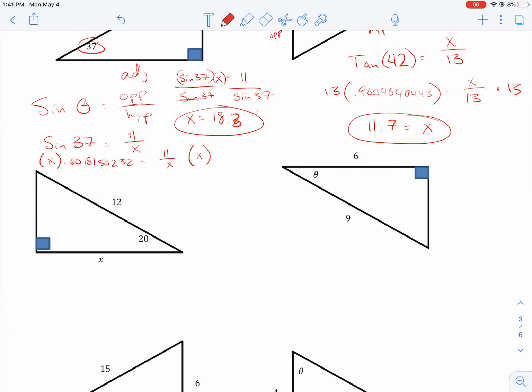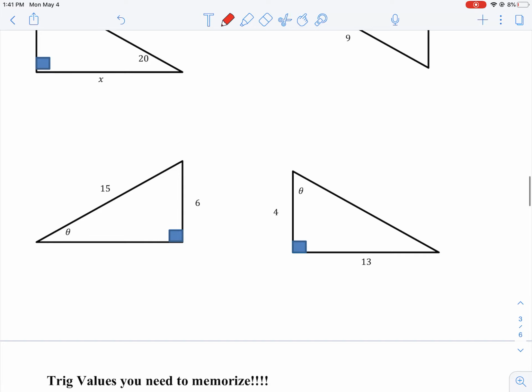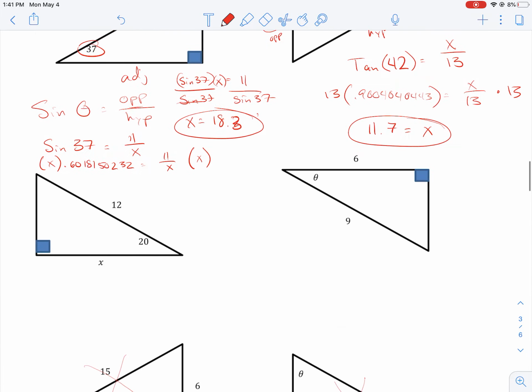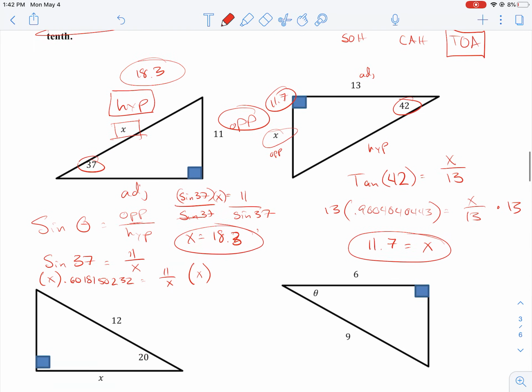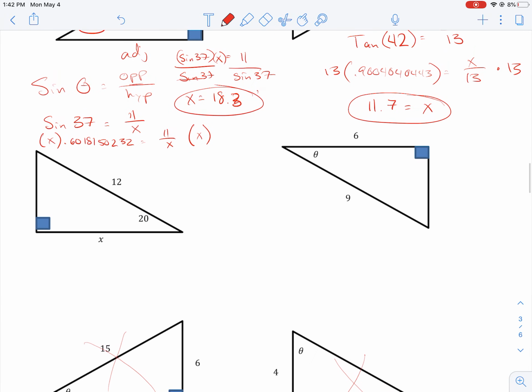A few more problems and then we'll call her good. So, yeah, I'm going to skip these ones. Okay, you guys can try them on your own. But for the sake of time here, I want to get to the last part. So, this one right here.